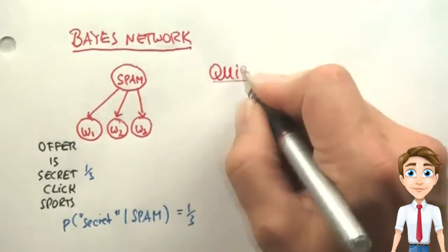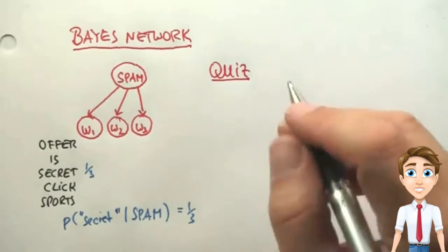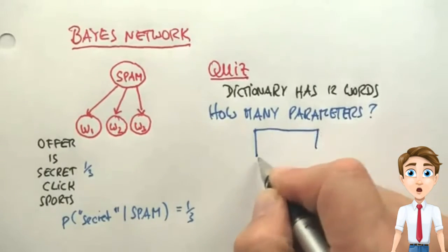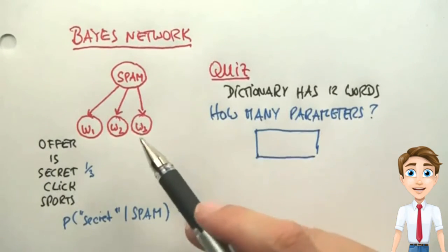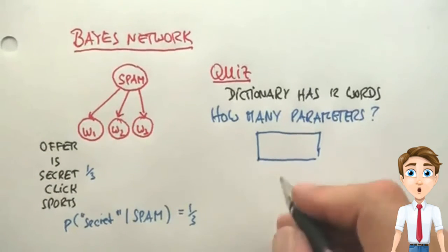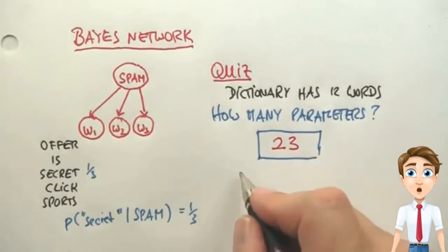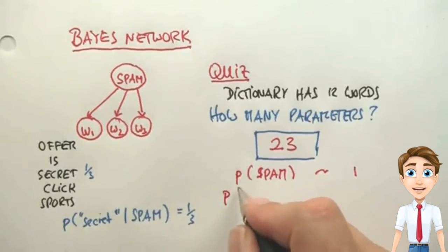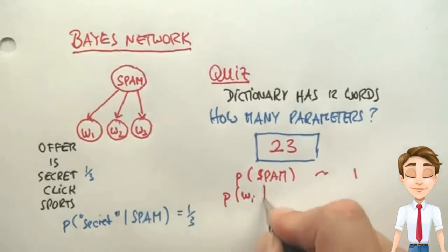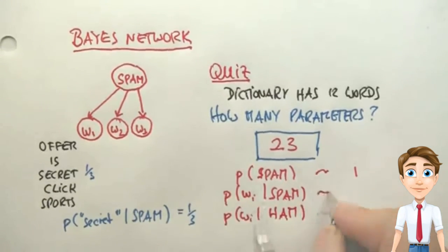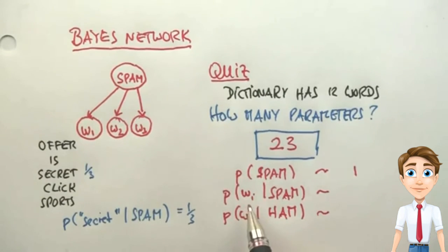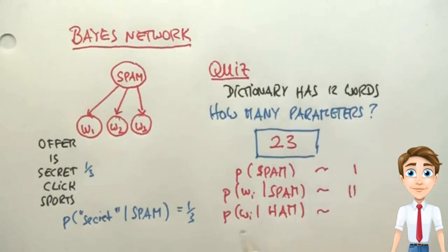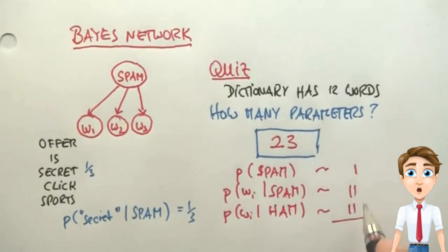So here's a quiz. Assuming a vocabulary size of 12, or put differently, the dictionary has 12 words, how many parameters do we need to specify this Bayes network? And the correct answer is 23. We need 1 parameter for the prior, P of spam, and then we have 2 dictionary distributions of any word I given spam, and the same for ham. Now there's 12 words in the dictionary, but this distribution only needs 11 parameters. The 12th can be figured out because they have to add up to 1. And the same is true over here. So if we add all these together, we get 23.